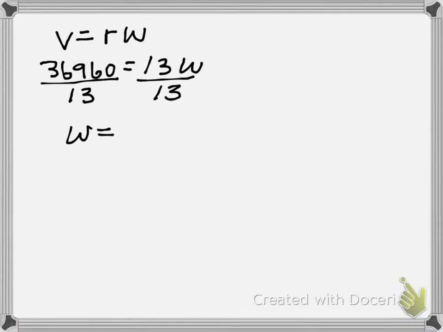So what is my angular velocity? I got 2,843.10. Did you say 1, 1, 0? Yeah, I rounded. It was 0.07. Okay, let's go with 0.7 just for now.